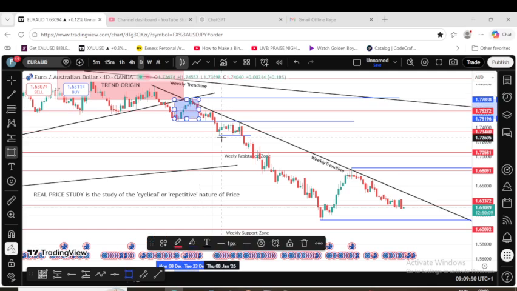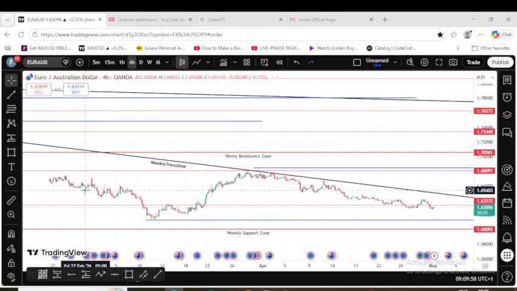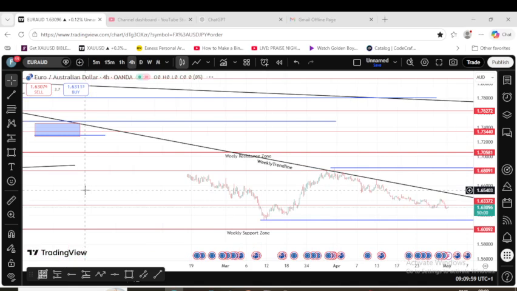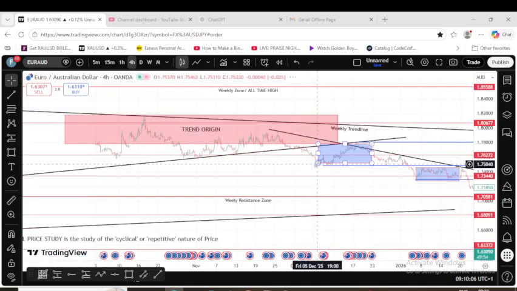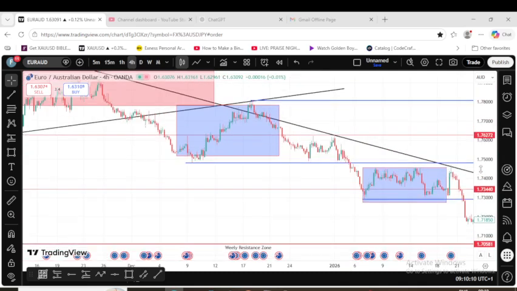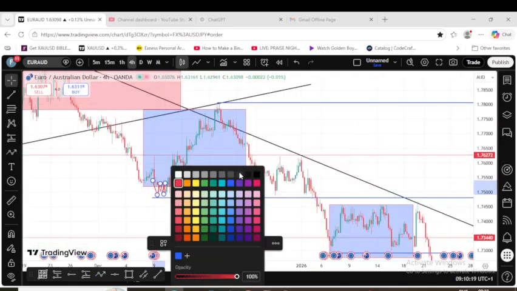I'll highlight every correctional move that has occurred in the past to see if I can get a better view of what price is doing. I'm moving a bit fast now. So these are the previous correctional moves that price has made before the current correctional move. So what do I see here? I see a W pattern here. Let's make this line black now. See a W pattern here.